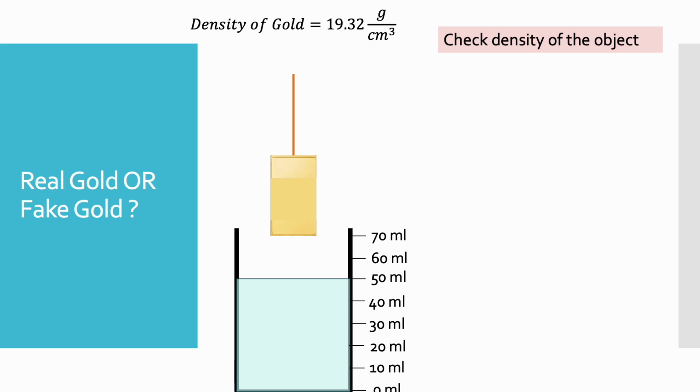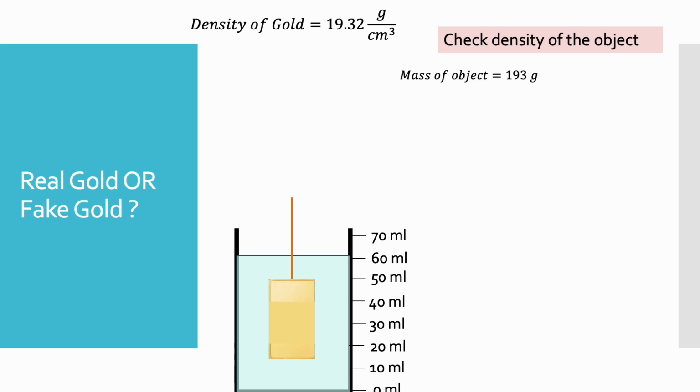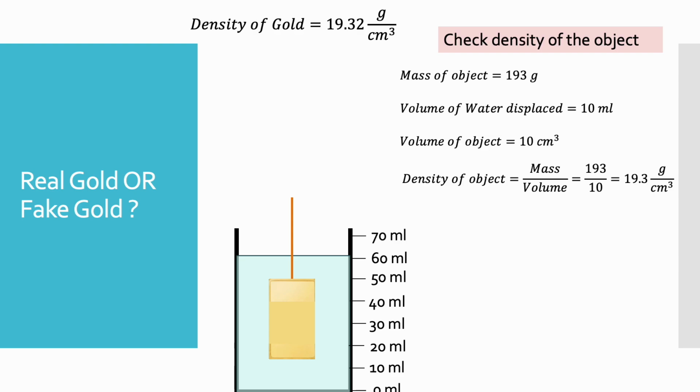Next we submerge it in water and measure how much water is displaced. That gives us the volume of the object, which is 10 centimeter cube. So 1 ml is 1 centimeter cube. Now using our formula density equals mass divided by volume, we would get the density equal to 19.3 grams per centimeter cube. That's almost exactly the same as pure gold's density. So based on this density, we can say that this object could be real gold.